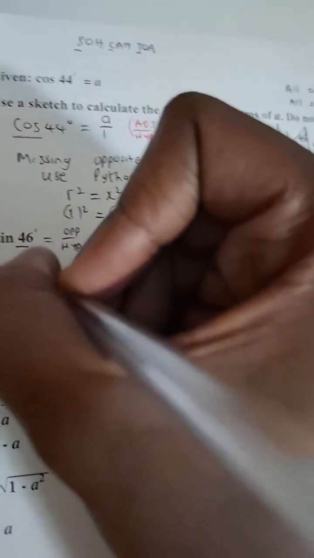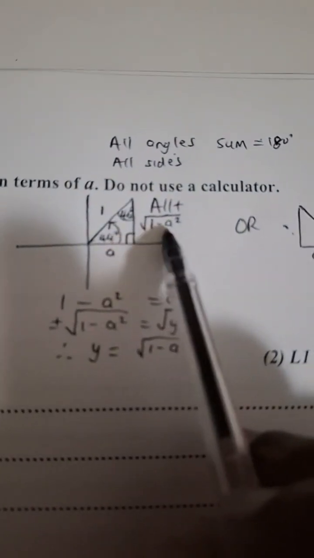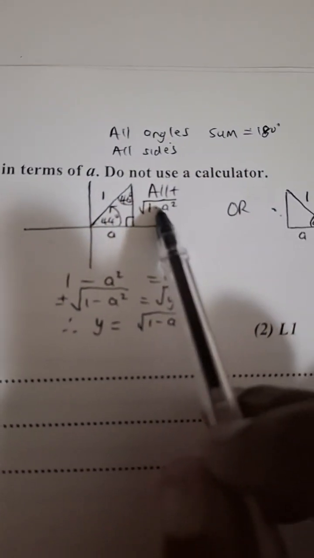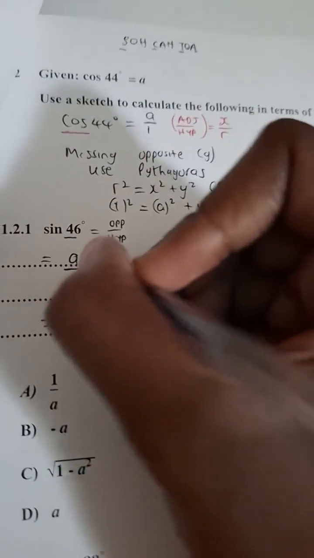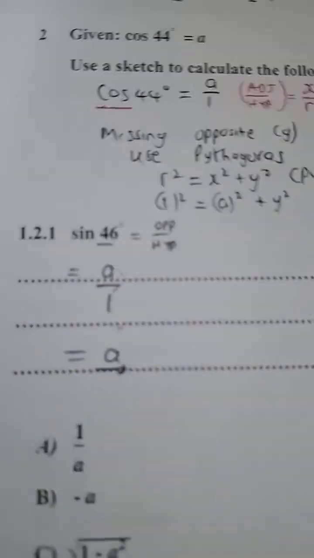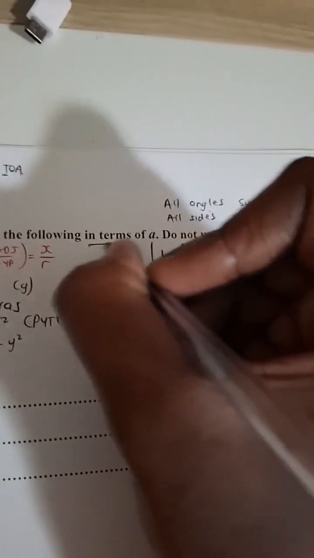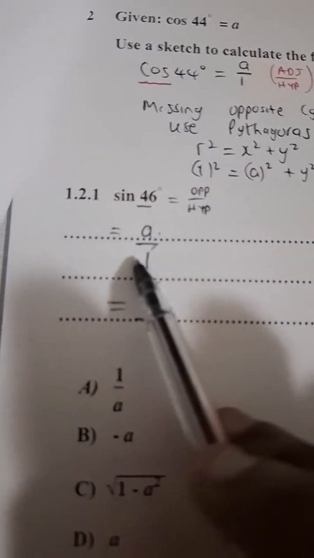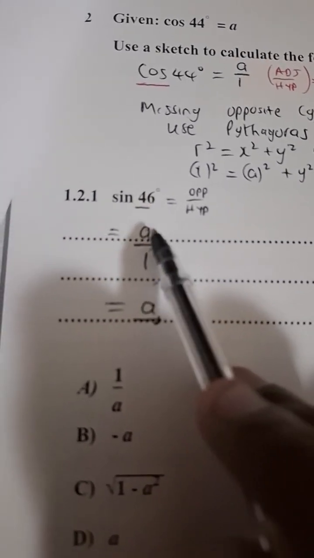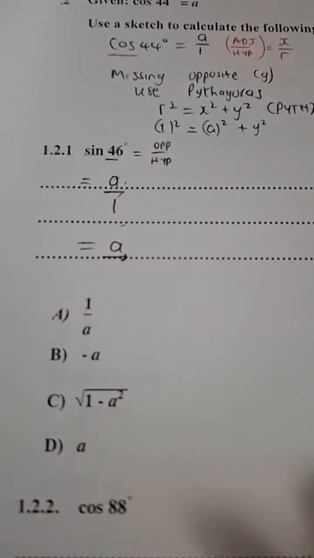It's A. So I'm going to write A over the hypotenuse side, which is equal to 1. So therefore my answer, A over 1 is equal to A. Done. Okay, so that's my answer. I replace sine 46 degrees because what did they say? Use the sketch to calculate the following in terms of A. Sine 46 needs to be written in terms of A. So in terms of A, sine 46 is A over 1, which is simplified as A.